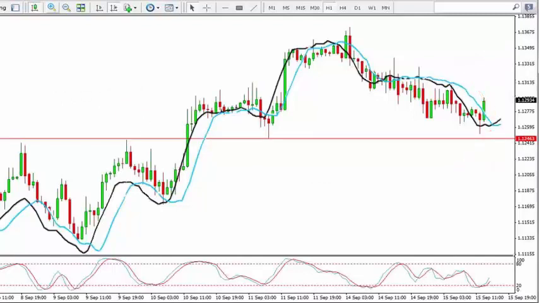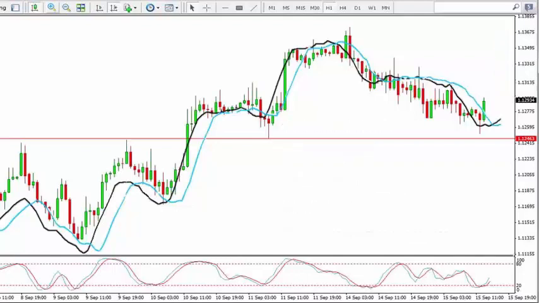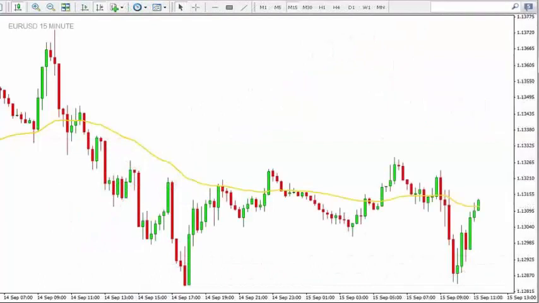It's important that these indicators happen in the following order: reversal candle at a strong level, then the confirmation candle, and then the momentum indicators. Now here we have 5 powerful indicators to give us an indication that this currency pair will resume its uptrend. To fine-tune our entry and find the exact point where to enter our trade, let's open the 15-minute chart and add the moving average 50 onto the 15-minute chart.